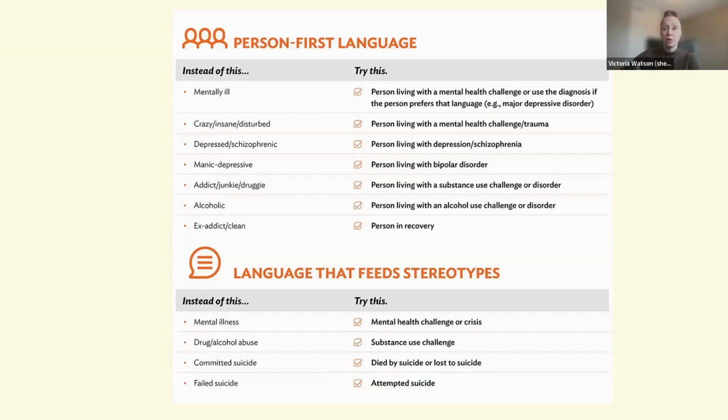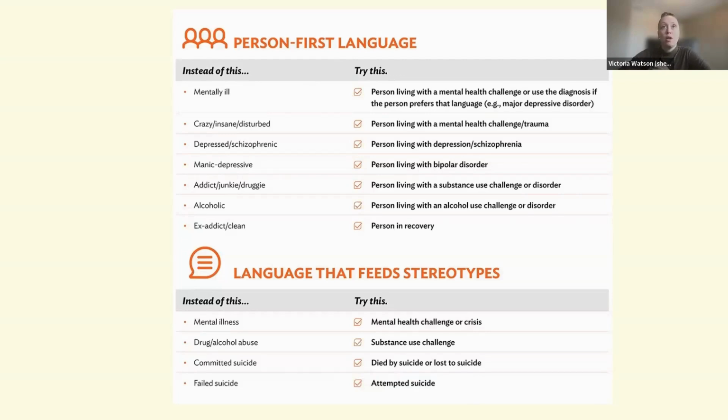It's how previously we did speak about mental health challenges, but moving to person first helps us think about the person as an individual rather than focusing on the mental health or substance challenge that they may be experiencing. So it keeps the person first, and is an approach with compassion and hope for recovery. So these are just a few examples.